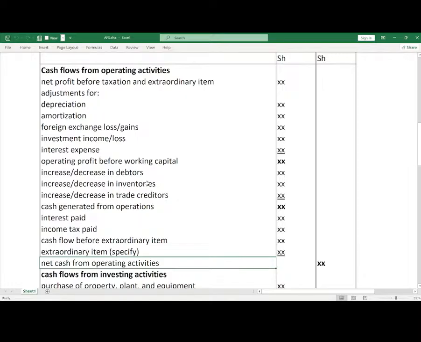So we have to adjust the net profit as well as add the cash from the working capitals, which include debtors, inventories, and trade creditors, only the three. Let's continue. You can take a screenshot up to there.